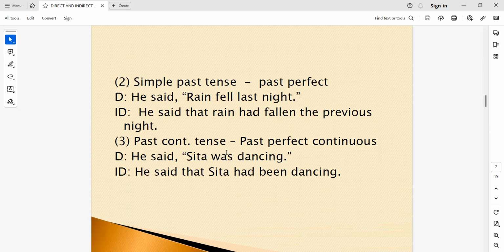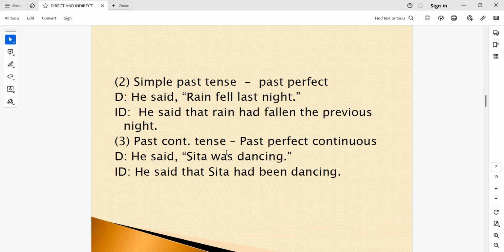The second rule: the simple past tense in the reported speech is often, but not always, changed into the past perfect tense. He said, "Rain fell last night." Fell is past tense. When that is converted into the indirect form: he said that rain had fallen the previous night. Past perfect.